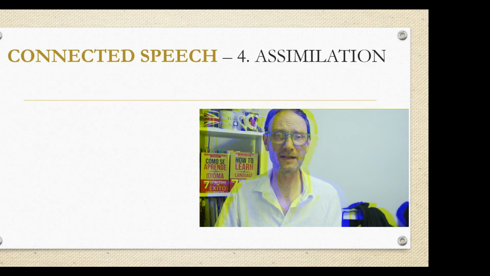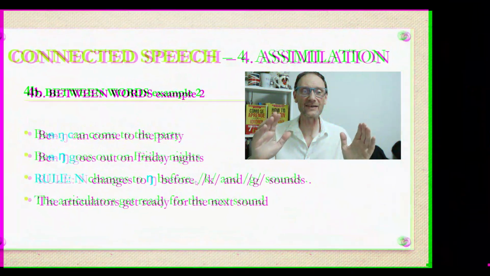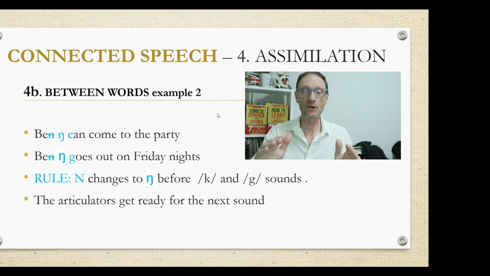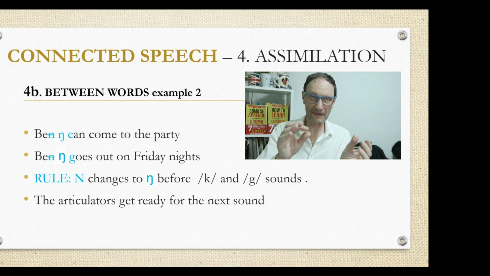And that's it basically. In the next one we have examples of between words. So look at these examples and let's look at the rule. Ben can come to the party. Ben goes out on Friday nights. Why does the N become ñ, like a ñ?